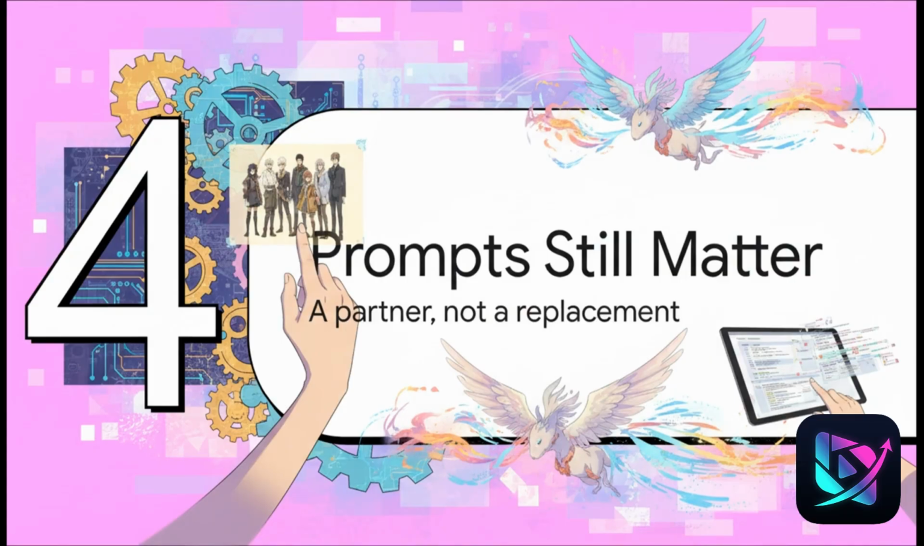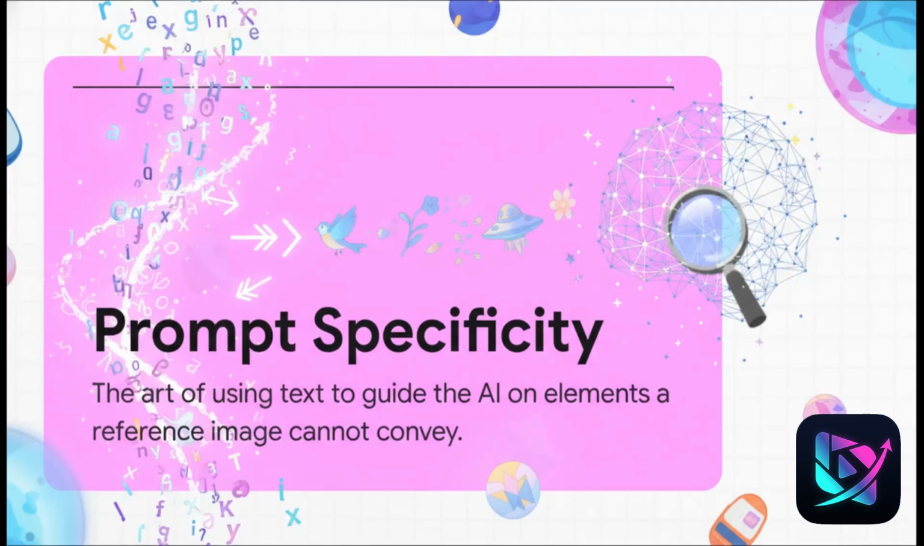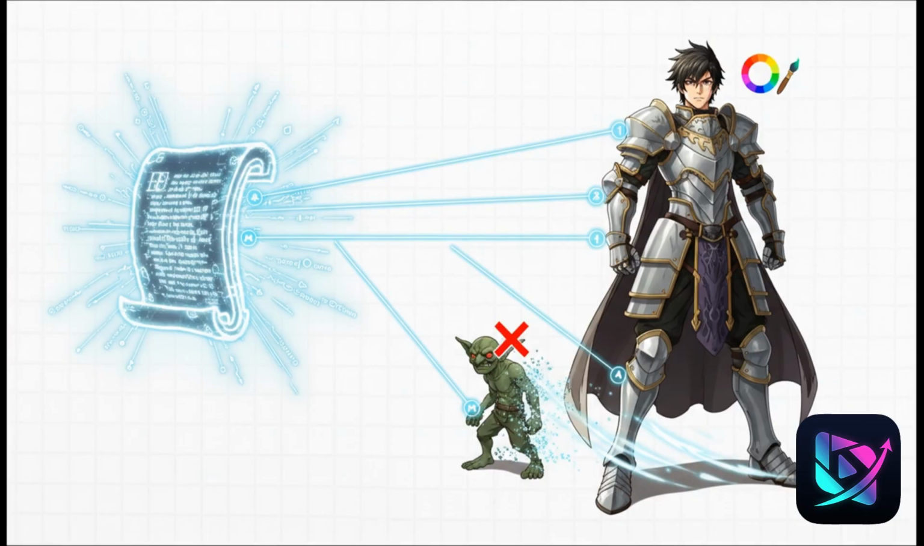Okay, but here's a really important point, a little caveat. Prompts still matter. A reference image is a partner, not a replacement for a good prompt. You can't just throw in an image and expect magic. Think of it like this. The reference is an amazing partner, but it's not going to do all the work for you. They have to work together. And that brings us to this idea of prompt specificity. It sounds kind of technical, but it's really not. It's just the art of using your words, your actual text prompt, to tell the AI all the stuff that the reference image can't.